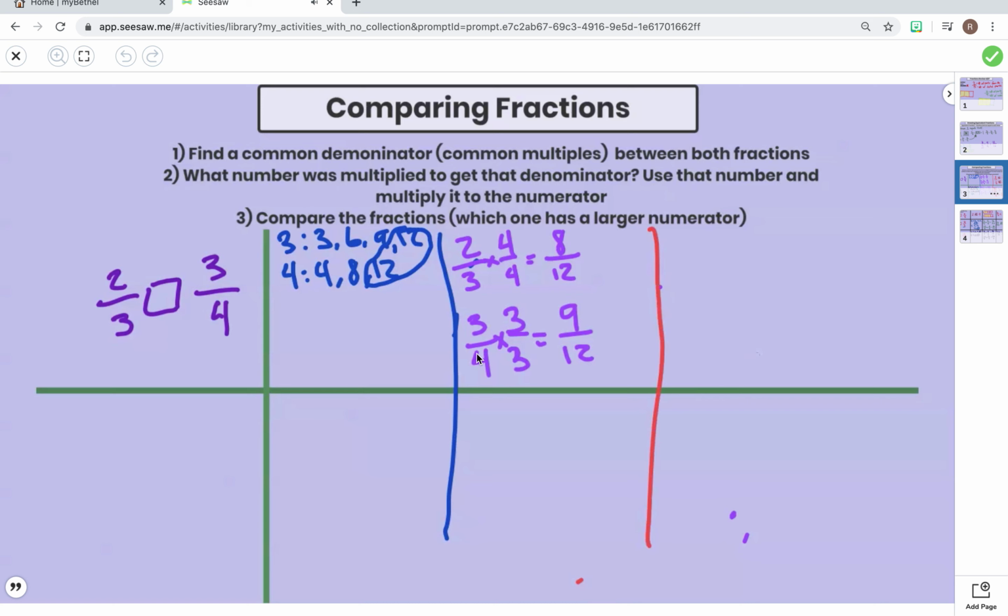Okay, step 3 says that we're going to compare the fractions now. So we have 8/12, which is 2/3, and we're going to compare that to 9/12, which is 3/4.